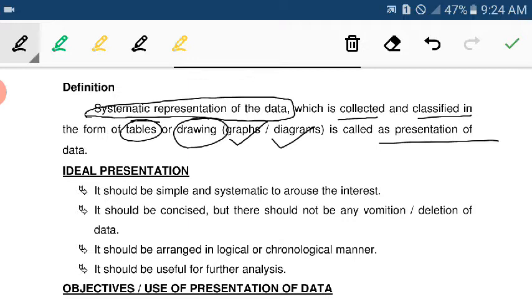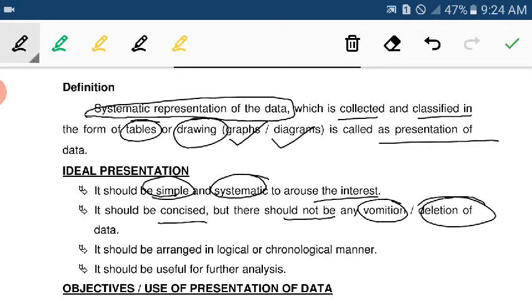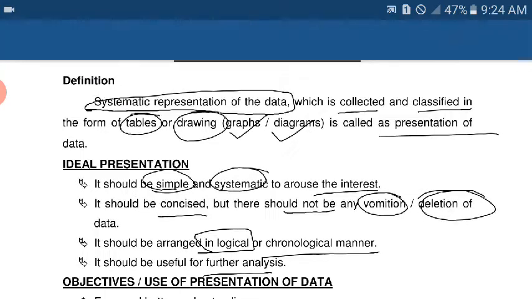Ideal presentation: it should be simple and systematic to arouse the interest. It should be concise, but there should not be any omission or depletion of data. It should be arranged in a logical or chronological manner. It should be useful for further analysis.